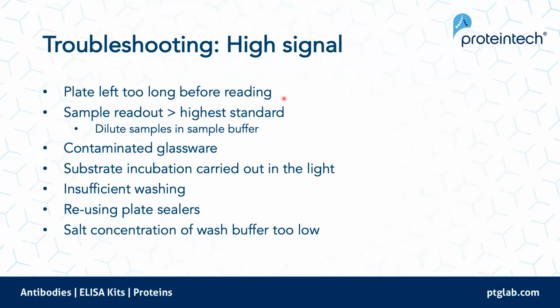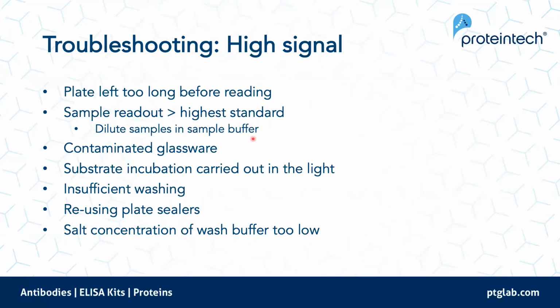Like we said before, running an ELISA is simply just a chemical reaction. So if you do have high signal, it might be simply that you left your plate too long before reading. Once you've added the stop solution, you want to really try and read that ELISA within the next 5 minutes. If your sample readout is greater than the higher standard, then you've clearly exceeded the limits of the antibody kinetics.